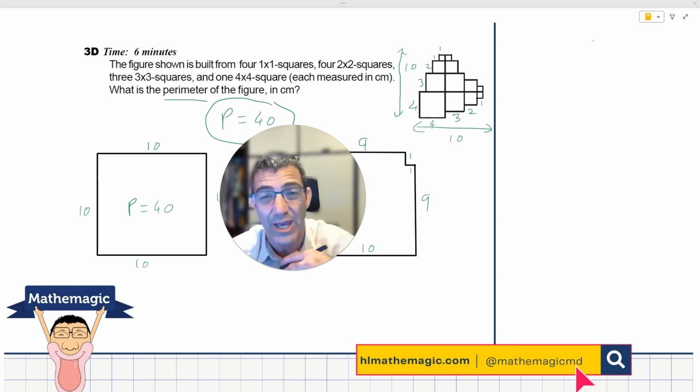Next time you see a shape and you're asked to find the perimeter, make sure that you can see whether perhaps you can find a bigger shape that encloses the whole shape and will have an equal perimeter. That could save you a lot of time, and it's a smart little trick. It's nice to find smart steps when we do questions.